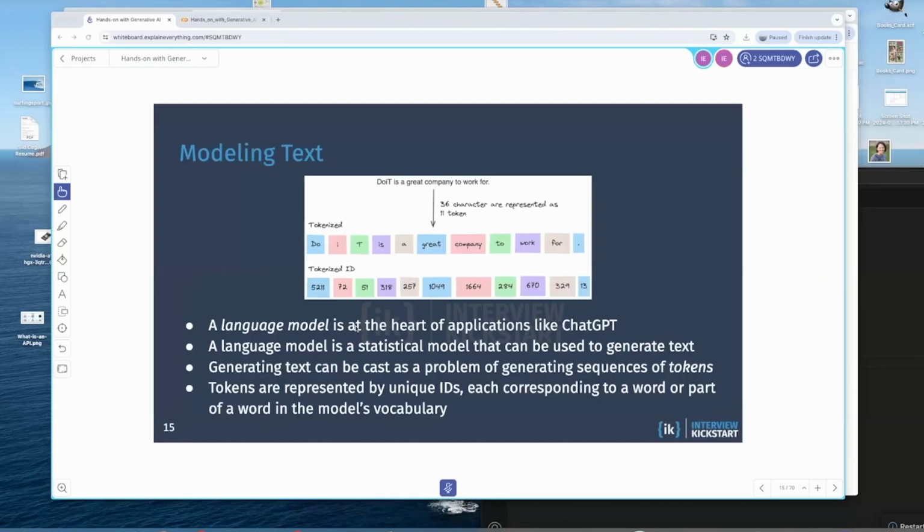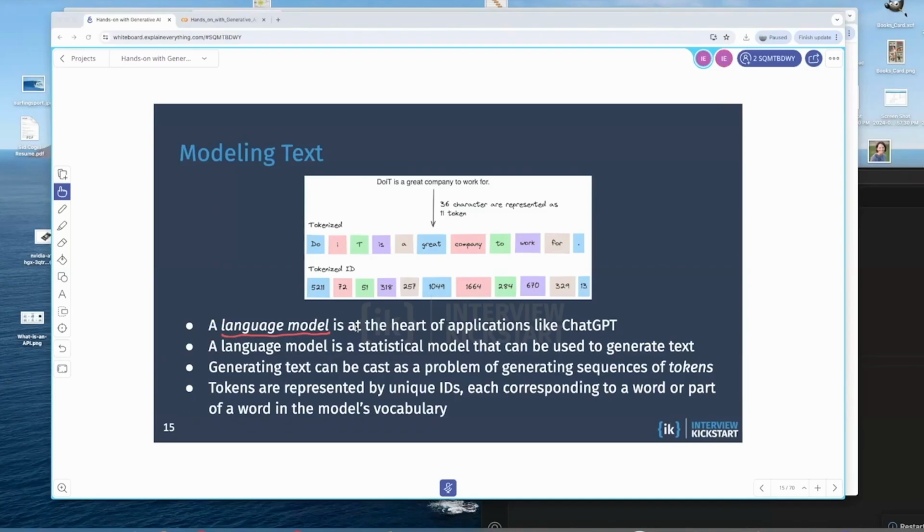Okay, so what is a language model? Language models are the models that are at the heart of applications like ChatGPT. A language model is a statistical model that can be used to generate text, right? These are basically models that are exposed to lots of written text and learn from that exposure to written text. They learn statistical relationships between sequences of words in typical word sequences.